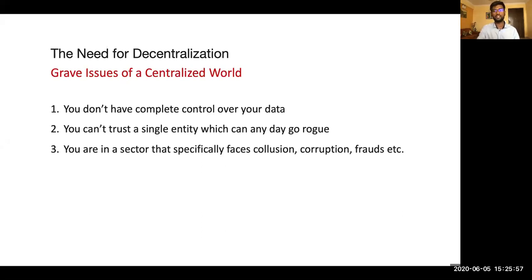So that was a very good definition that I was following up with. When you are in a sector where you're particularly facing a lot of fraud, where people tamper with the data, with the supply chain data, with quality control data, these are very heinous crimes. If it's about a food chain and you are tampering with the quality control data, the consumer does not get to know what kind of food he is having. Just try to imagine what grave issues.